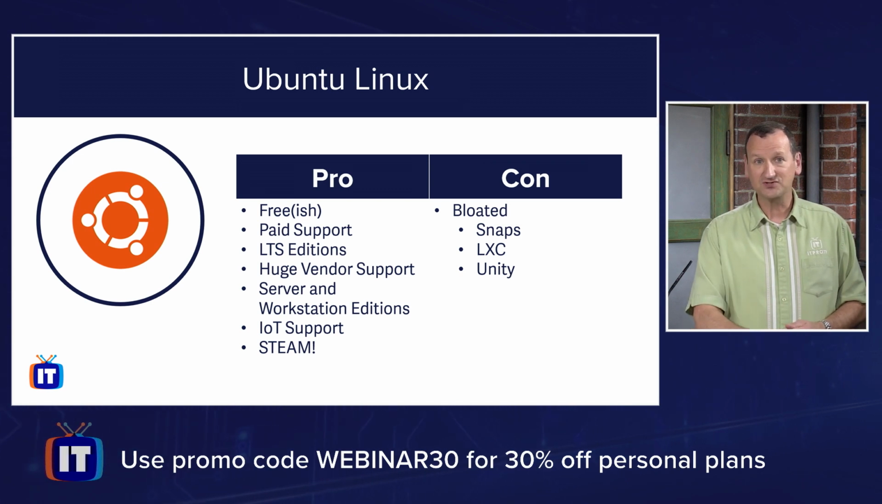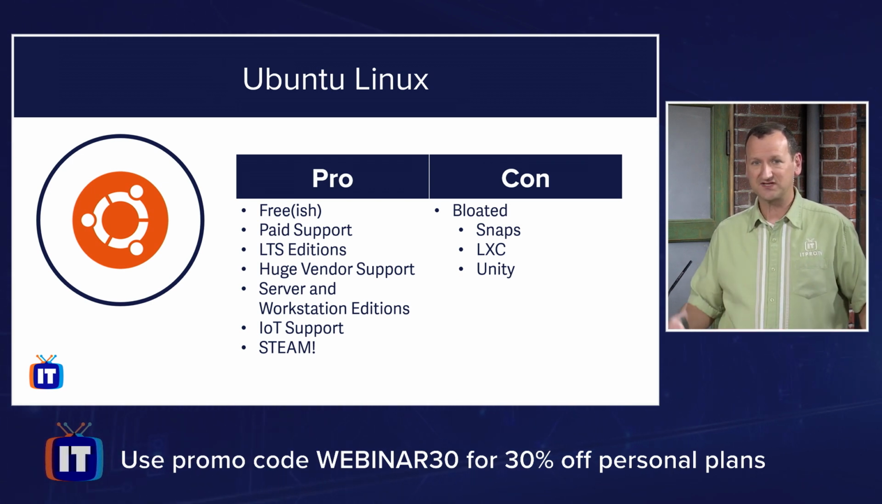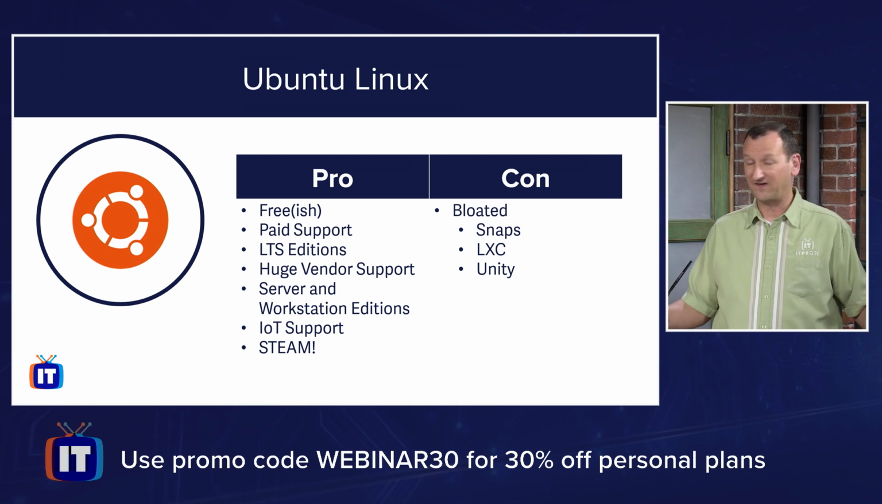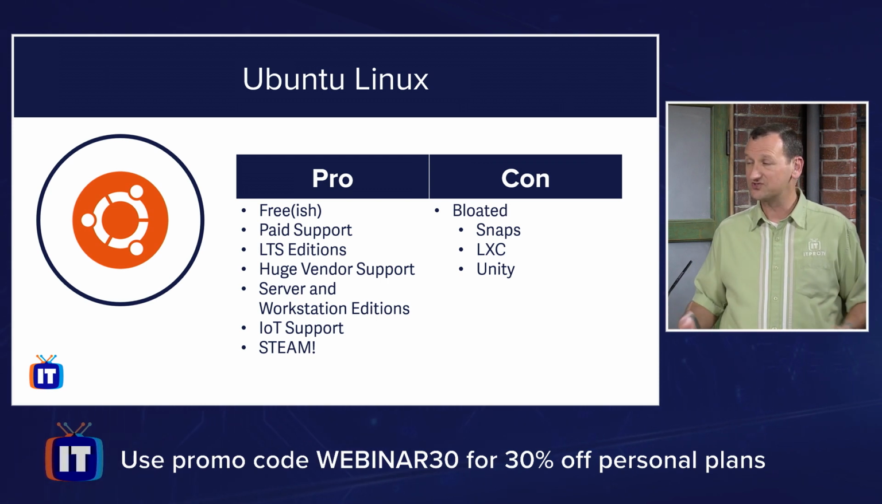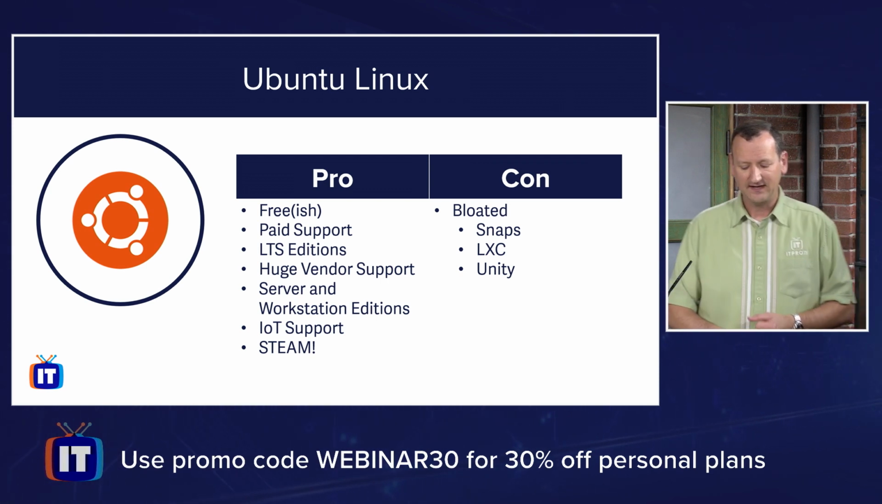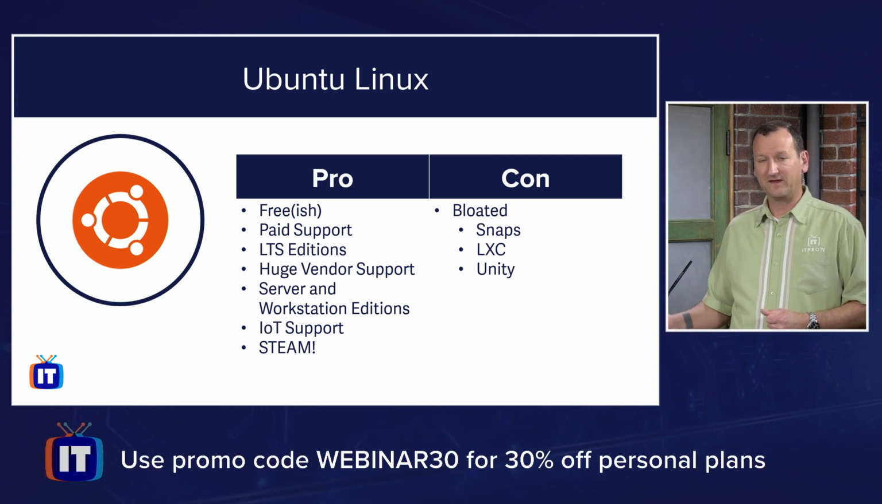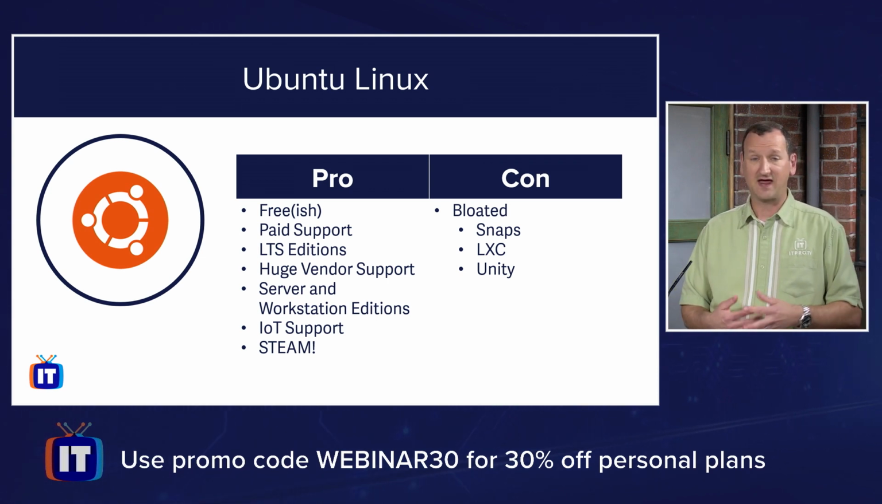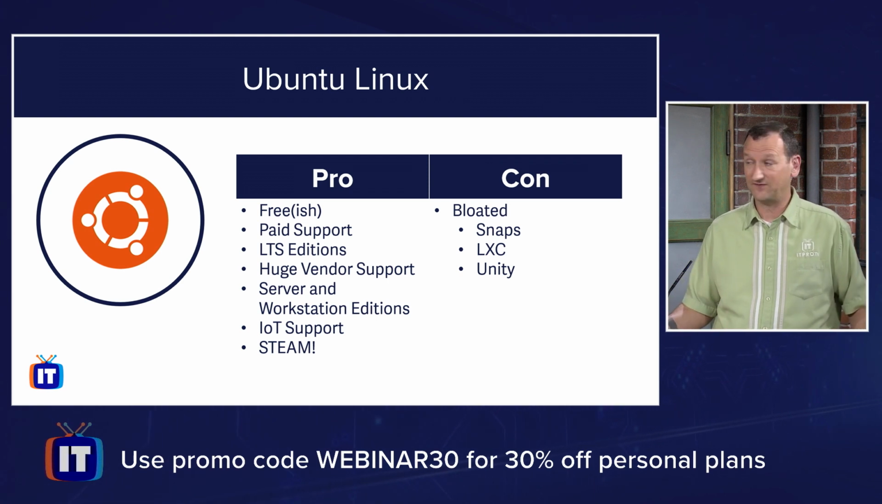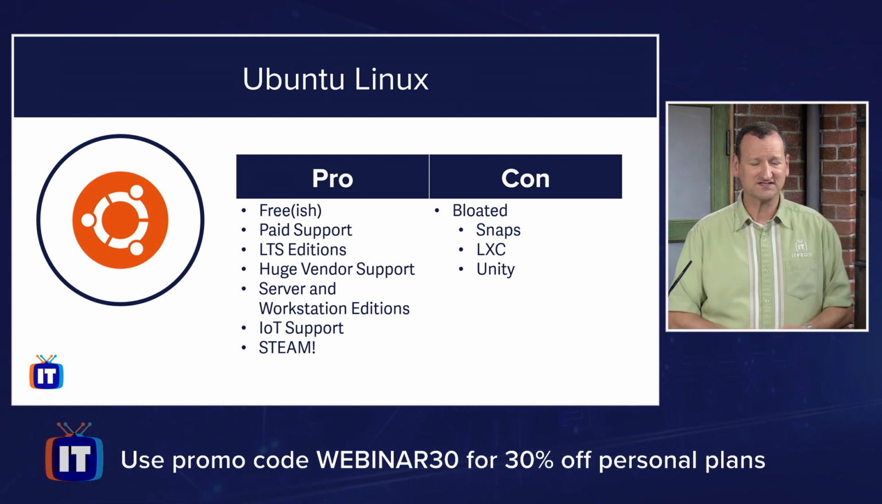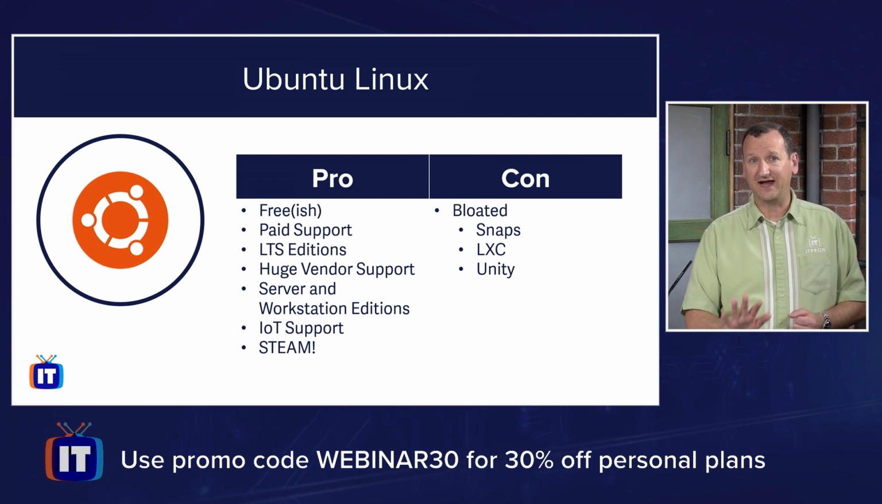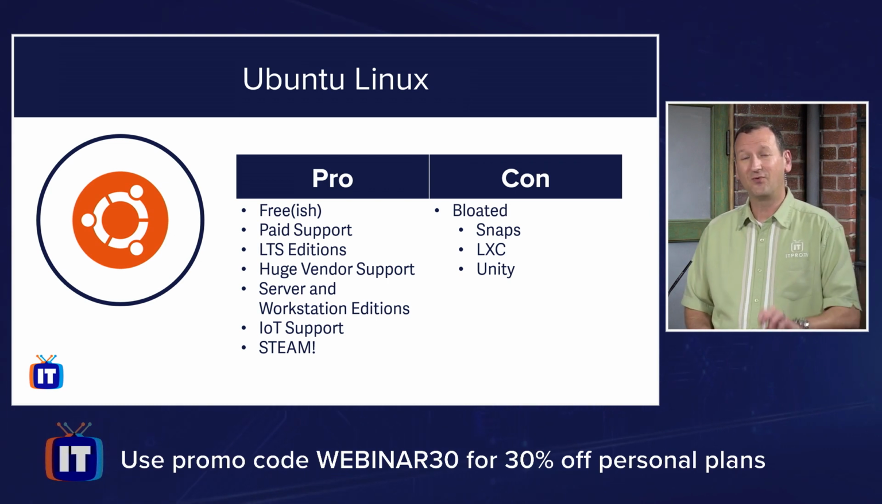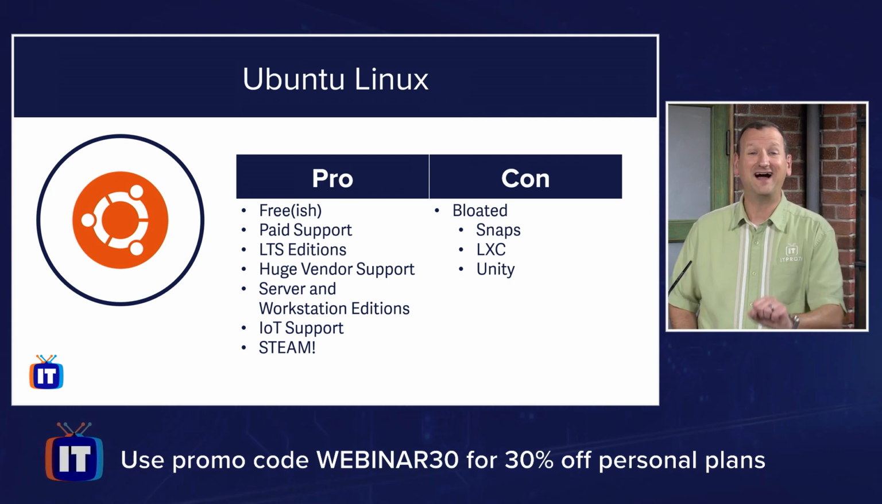They do have long-term servicing editions. Every 2 years, they release one that they say will support for 5 years beyond that. It gives you a nice big window so you're not forced to upgrade. And huge vendor support. They're open to taking in closed source binaries. So a lot of your wireless cards will just work by default in Ubuntu, which is great, really makes things easy. They do have server and workstation editions. And more importantly, in today's world, they have IoT editions.